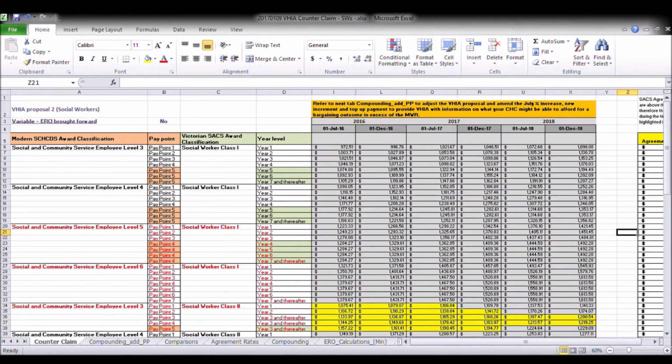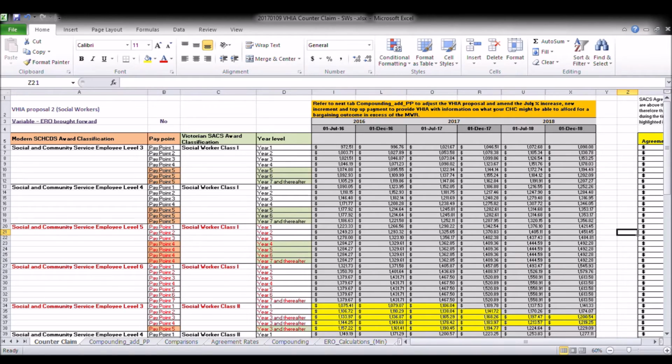Next is the VHA proposal. The spreadsheets will open up on the counterclaim tab that contains the actual wage rates for the VHA proposal 2. The VHA proposal 2 is the proposal that we explained in depth in the briefing document.